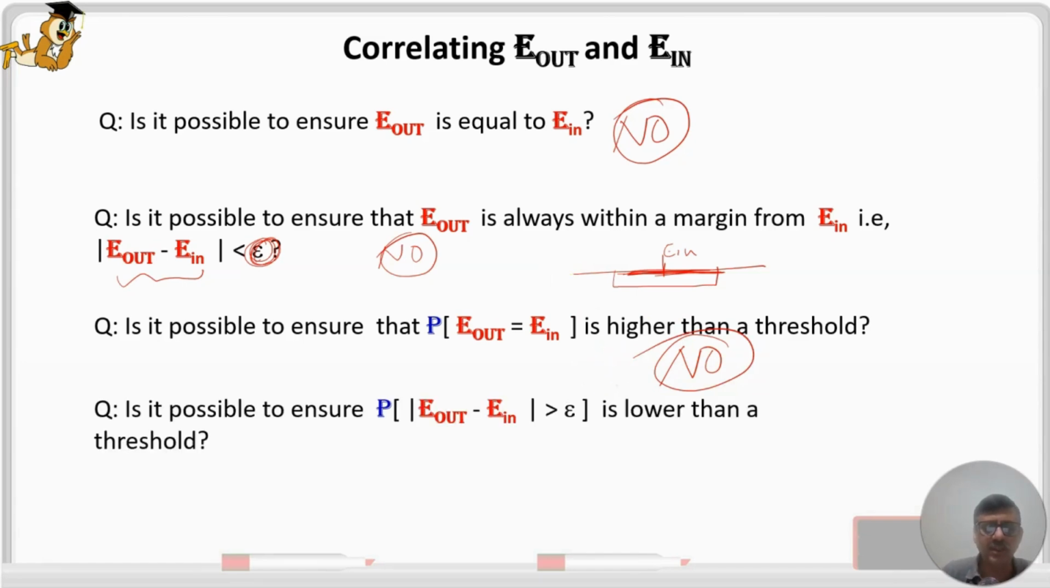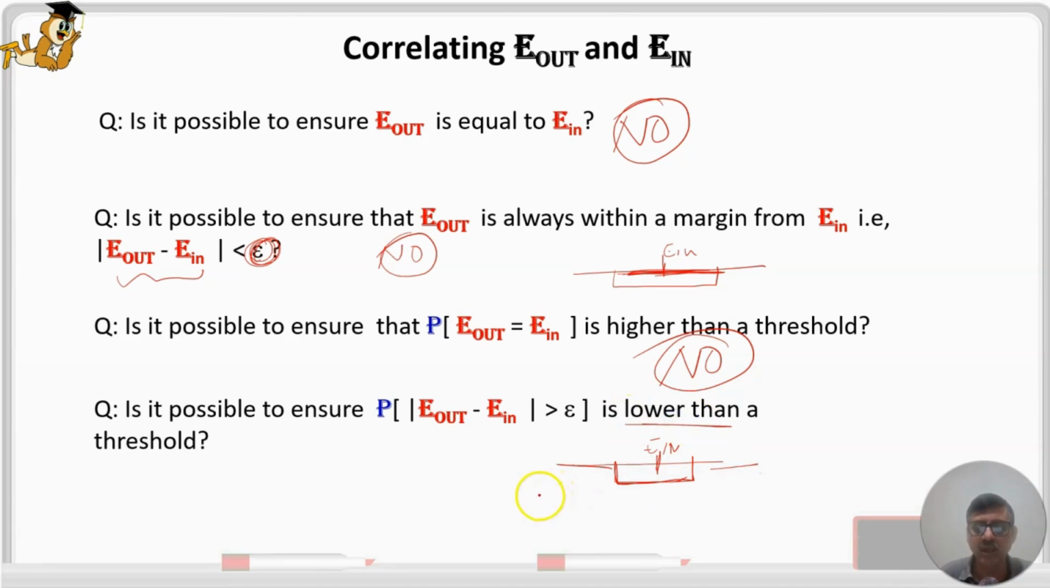Next question, sort of a combination of the previous questions. Is it possible to ensure that the probability of E out minus E in being greater than a given quantity epsilon is lower than a threshold? So what is this question saying? This question is saying, let's say this is E in, is it possible to ensure that the probability of E out lying within a small band around E in is greater than a threshold, or the probability of it lying outside this band is lower than a threshold?